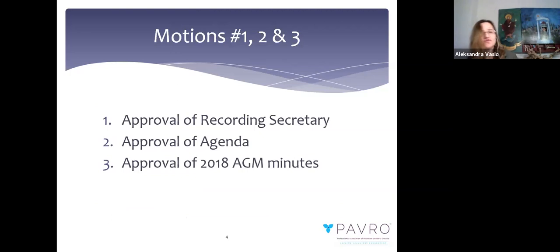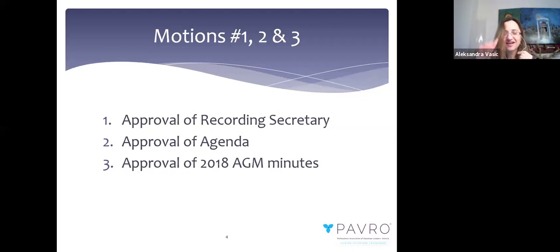So now we're going to move on to the first few motions. The first one is approval of our recording secretary. Our secretary throughout most of this year, Sherry Daly, had to step down, I think it was March, right around the time of our pandemic. So our incoming secretary, Jessica Pang Parks, has very kindly offered to step in as our recording secretary. And everybody's already voted. That's amazing.